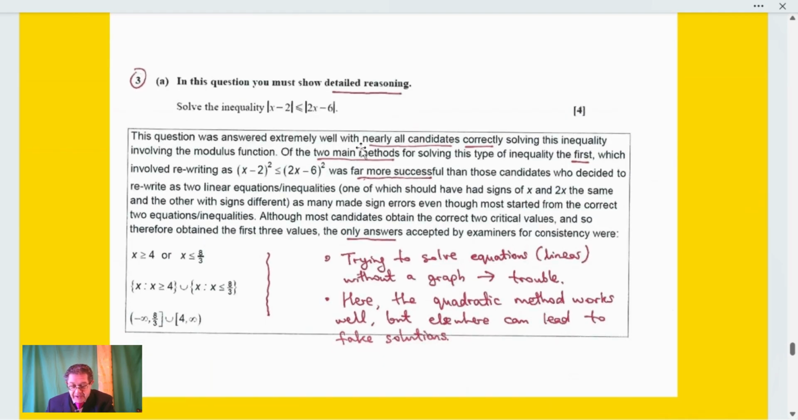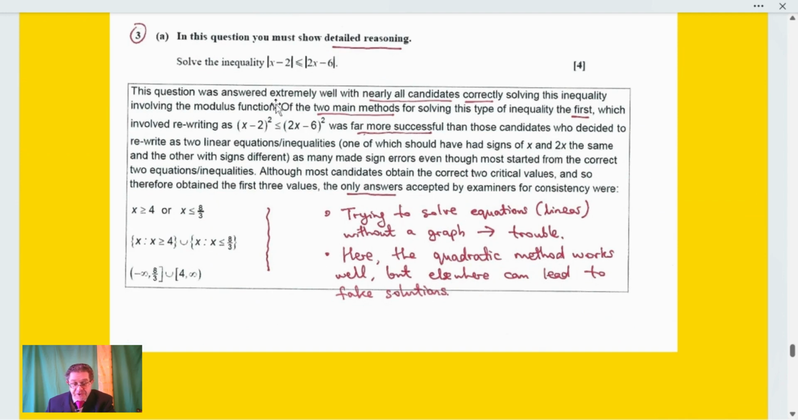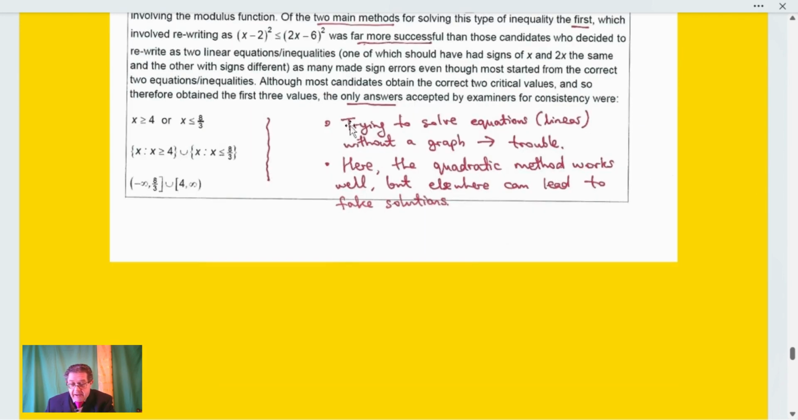So here we have the examination mark scheme. They say part A was done extremely well. Nearly all candidates correctly solved it. Two things I will say is, trying to solve equations, linear equations, without a graph leads to trouble. So if you are going to solve it using equations as I did first, make sure you've got the graph here. Here the quadratic method works well, but elsewhere can lead to fake solutions.